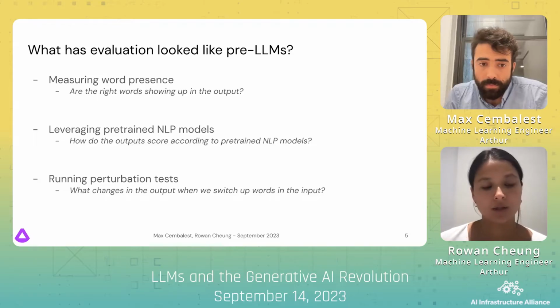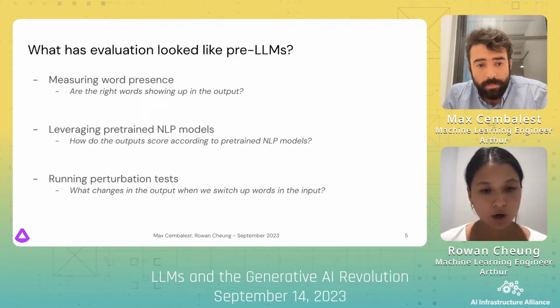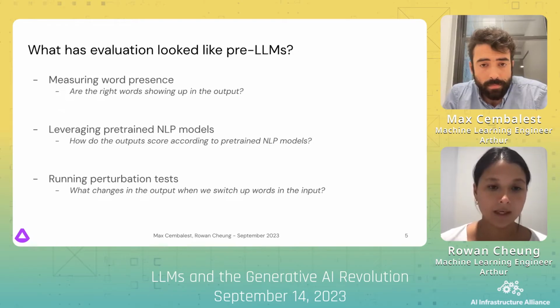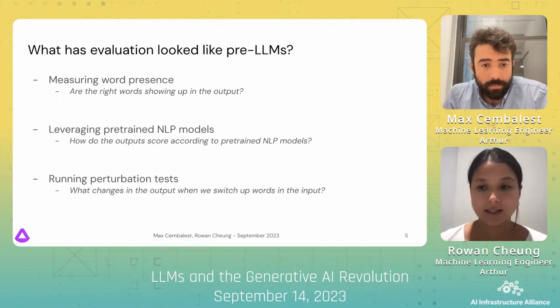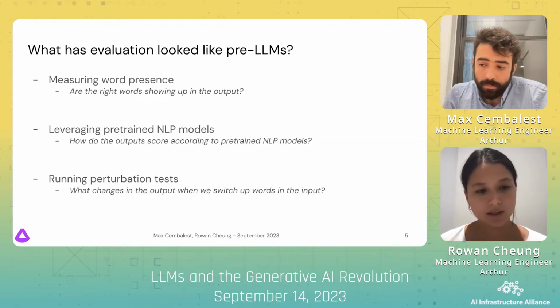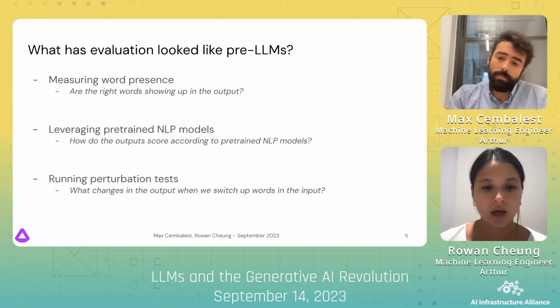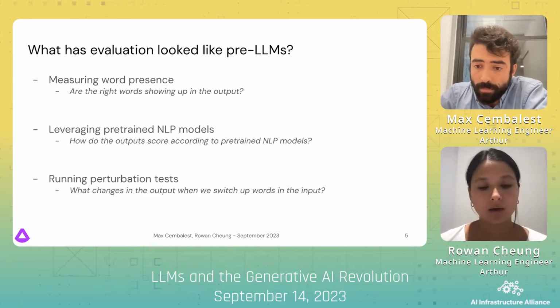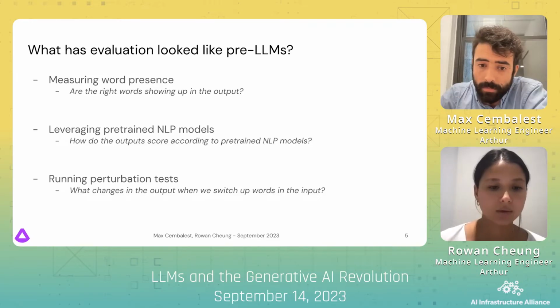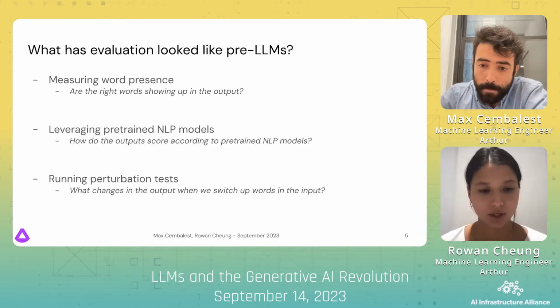The next category actually leverages pre-trained NLP models. This could be either extracting embeddings from these models to then use in a similarity score, or actually fine-tuning these models for an evaluation task. This could be something like a classification or entailment class, or faithfulness. And the third class, which we won't cover in depth in this talk, is running perturbation tests. Essentially, these tweak or perturb words in the input to the language model and see what changes in the output generated. These are really commonly used for both fairness and robustness testing.